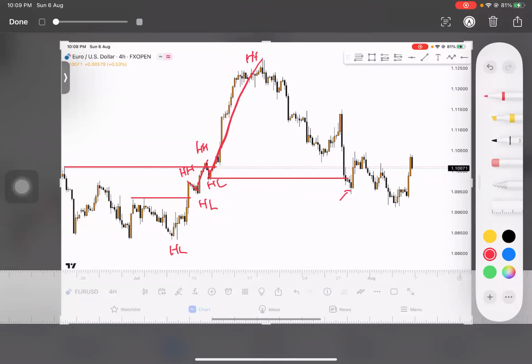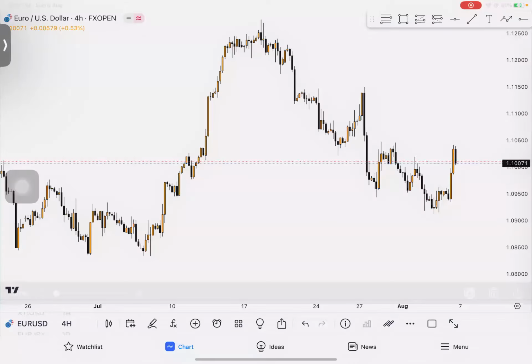After the breakout right here, the change of character happens. After the change of character happens, I will look for a lower high again, and then second structure right here. Got the breakout again. So this is the new lower low. So how can I identify the sell zone?